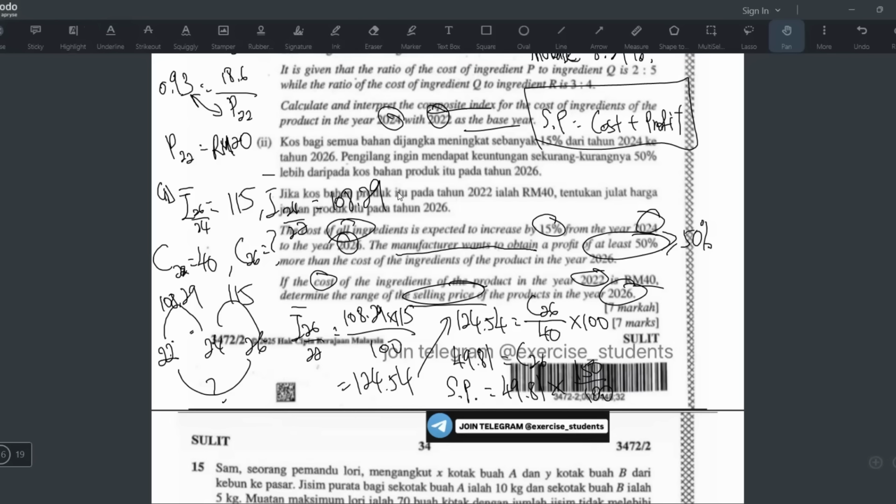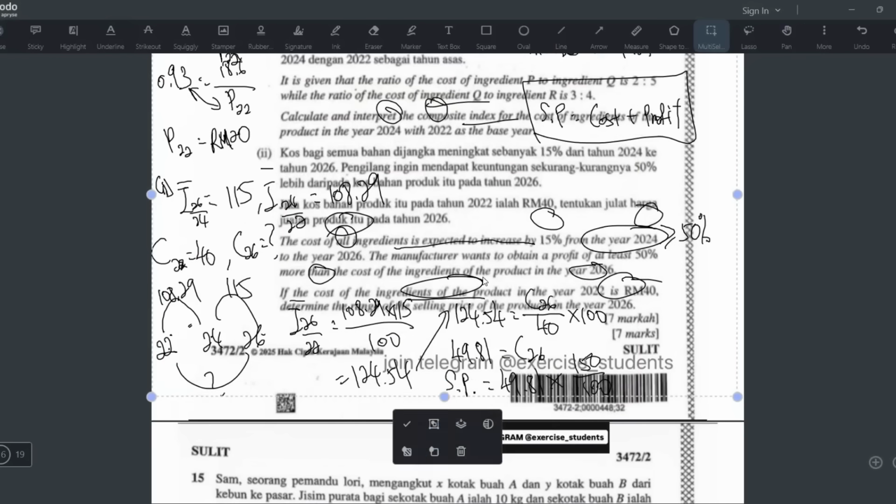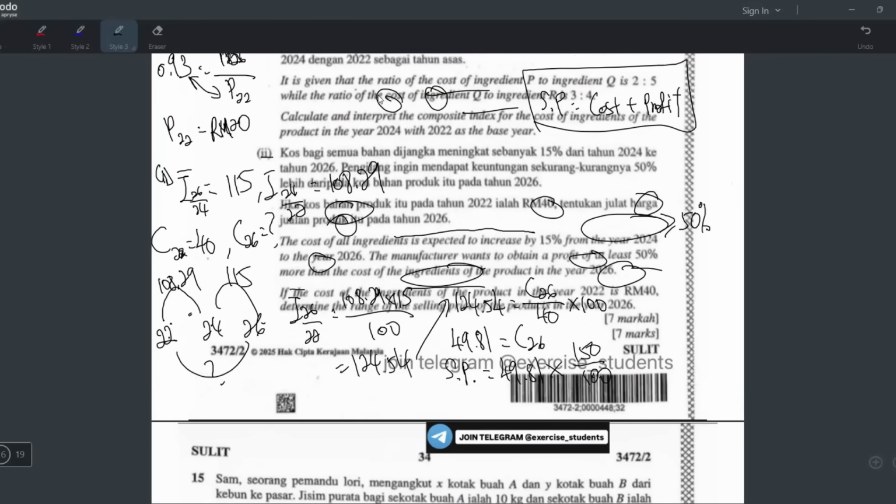Okay. And one more thing, they said at least, right? Yeah, and then they also say determine the range. So I think your answer dia takkan jadi equal one. It will become like have the symbol smaller, bigger. So I think here you write bigger equals, because you want the selling price to be bigger equals something, right? So the selling price bigger equals, and then you tekan this.